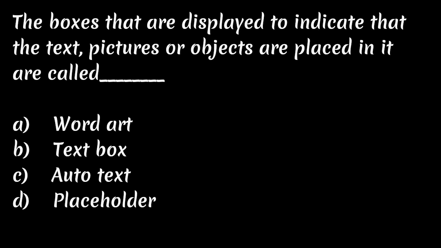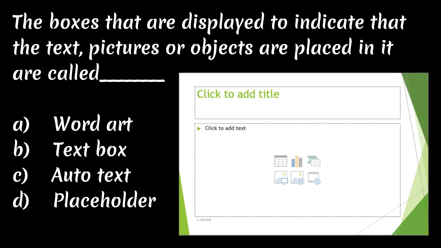Question 10. The boxes that are displayed to indicate that the text, pictures or objects are placed in it are called A. Word art. B. Text box. C. Auto text. D. Placeholder. Answer D. Placeholder.